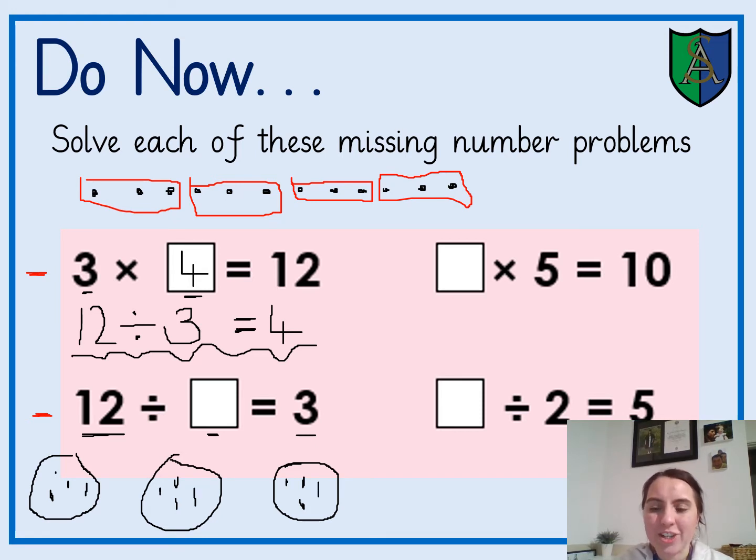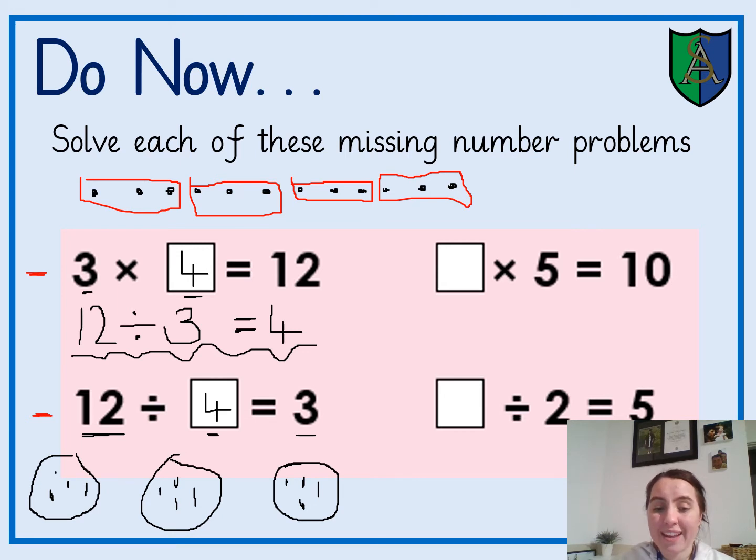How many are in just one of those groups? Well done if you said 4. And that would be another one of our parts, because 12 divided by 3 is equal to 4. So well done if you got that right. We just need to move the equation around to help us to find the missing number, okay?